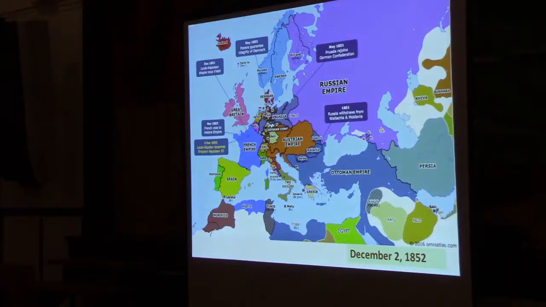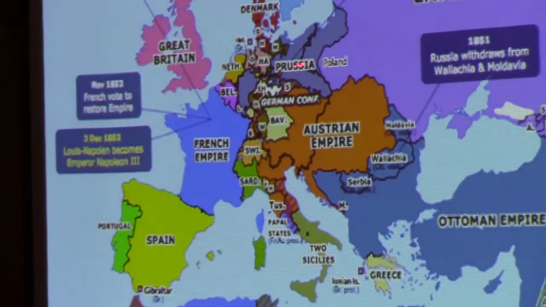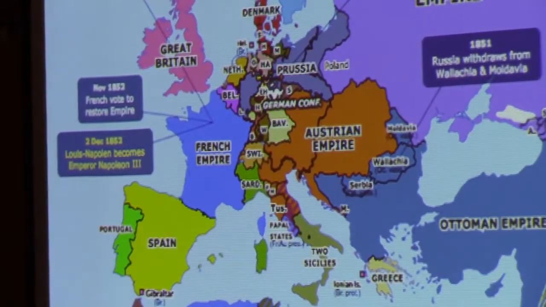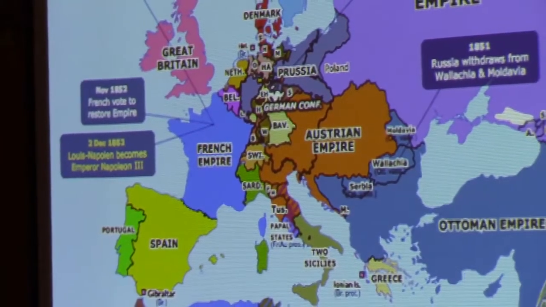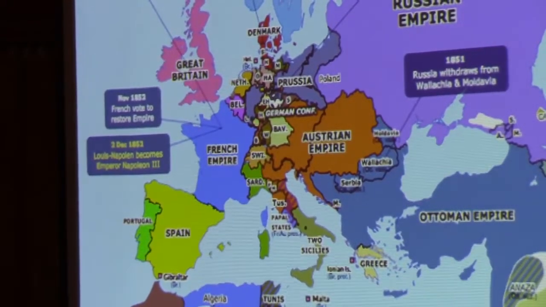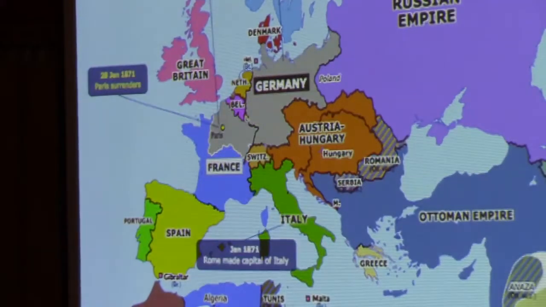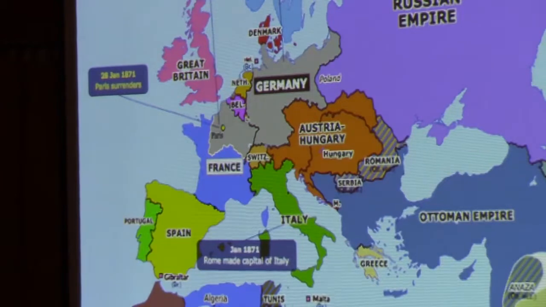So here's a map of Europe in 1852. You can see Italy, a whole bunch of small states: the Papal States, the Kingdom of the Two Sicilies, Tuscany, Modena, etc. Germany, here's Prussia in the north, Bavaria, Württemberg, etc., a tiny bunch of states. So here's the map in 1871. Just watch what happens in Italy and in Germany. It's an enormous transformation.